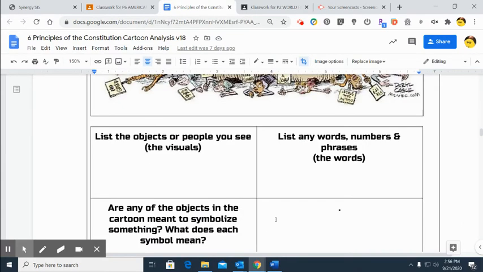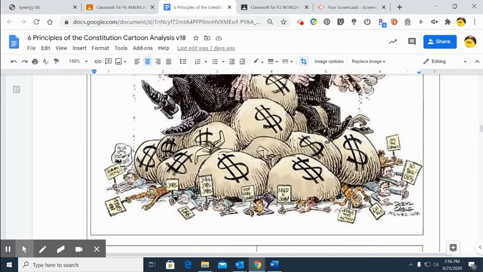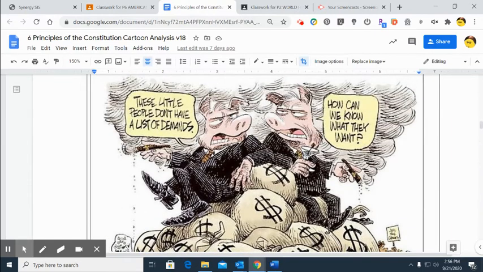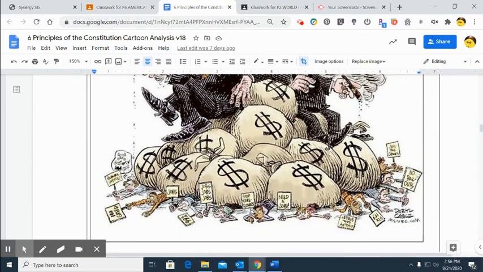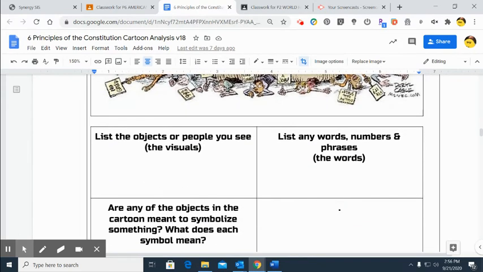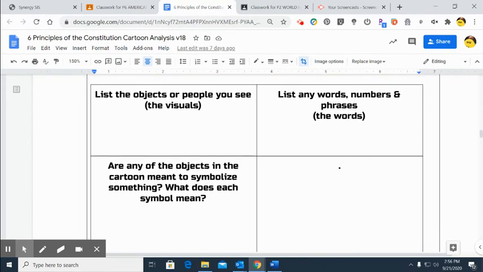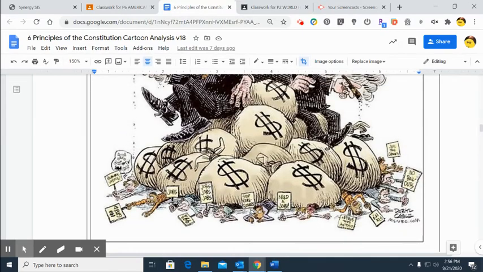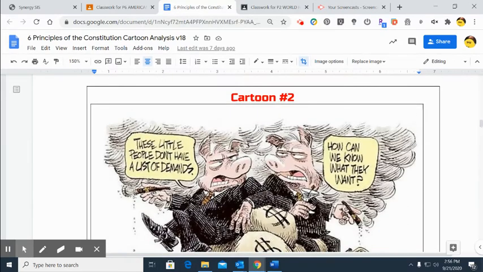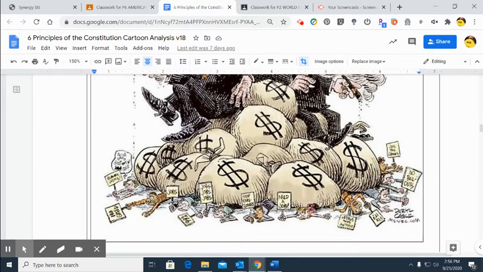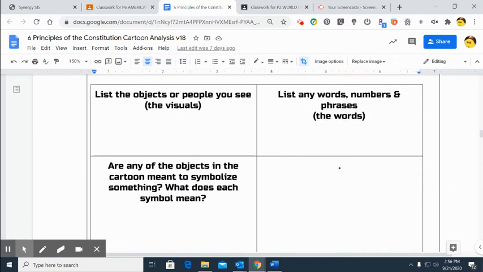And then, of course, the words and numbers. These little people don't have a list of demands. Okay, clearly ignoring them. How can we know what they want? Well, they're clearly ignoring them, right? So for any objects meant to symbolize something, the money laying on top of the people symbolizes the debt that we owe their countries. And the pig sitting on top of that money symbolizes the government is lazy, not trying to help pay it off, right?